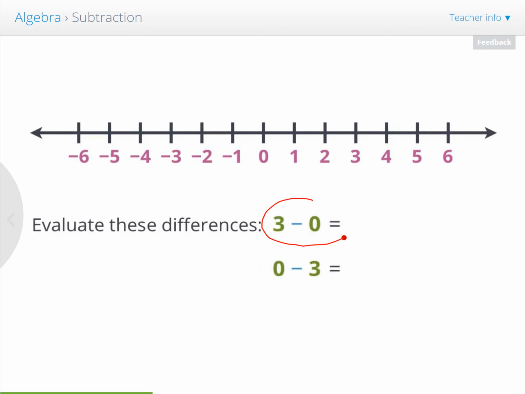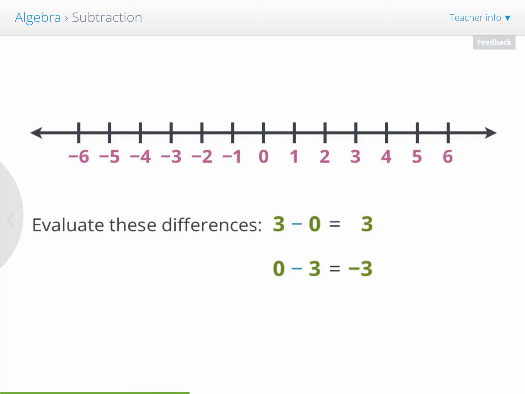So next, what are 3 minus 0 and 0 minus 3? Right, 3 minus 0 equals +3. Subtracting 0 from a number will always give you that number back. And 0 minus 3 equals -3. Subtracting a positive number from 0 will always make it negative.